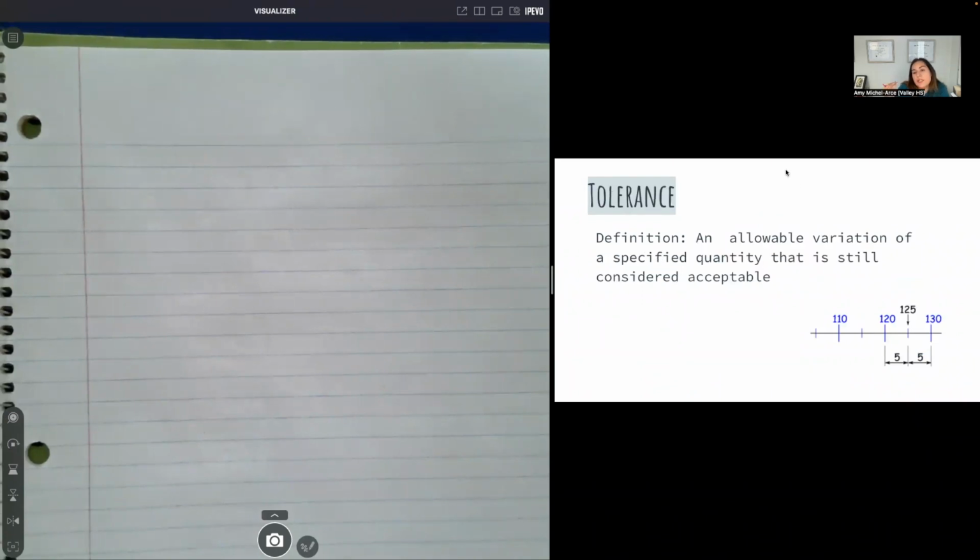And then tolerance. This is an allowable variation of a specified quantity that is still considered acceptable. So here we have 125. It's allowed to be 5 units greater, 5 units less than that main number. So it can go up to 130 and down to 120.